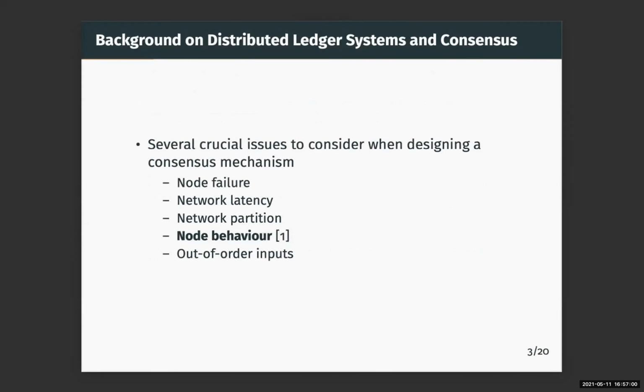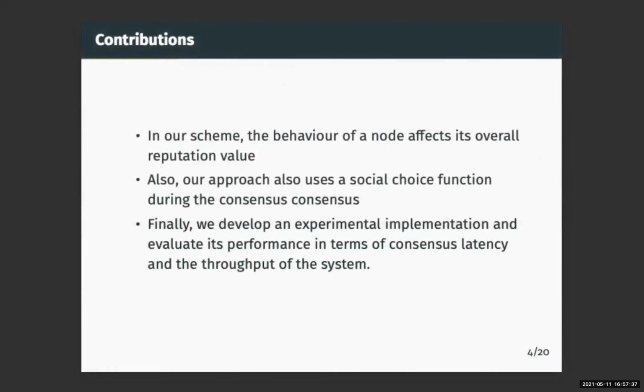So there are several crucial issues to consider when designing a consensus mechanism, examples of which include node failure, network latency, network partition, node behavior, out of order input, deterministic state machines, and several other factors, but the key, very important one is the node's behavior. And this part of distributed ledger systems has been generalized to a very popular research problem known as the Byzantine problem with distributed ledger systems.